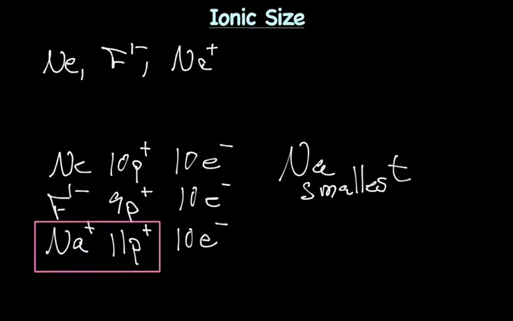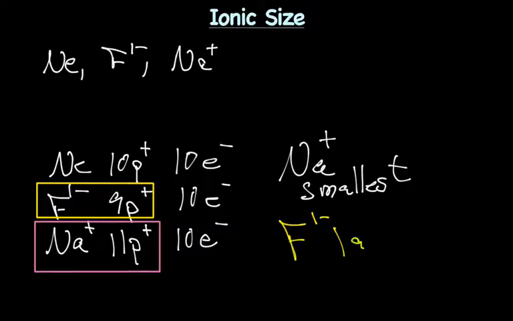And then which one would be the largest? The largest would be the one with the least number of protons, which would be fluorine ion. I should have made this an ion. So fluorine ion will be the largest because it has the weakest nucleus. Okay, so there's a lot of thinking involved in ionic size. So really make sure you understand the reason why. That will help. Okay, on to ionization energy.